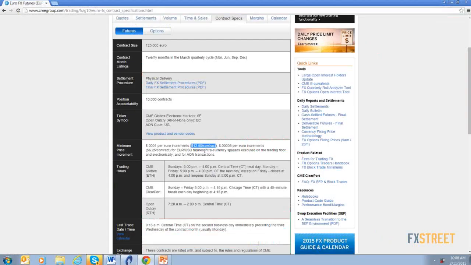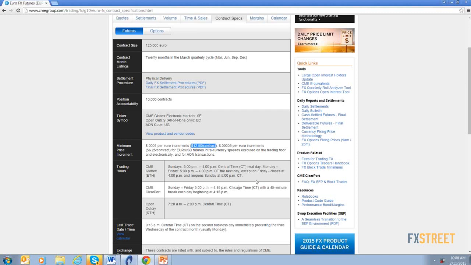Now the euro is $12.50 a tick. So is the yen, so is the Swiss. When you get to markets like the Canadian and the Aussie, they're $10 a tick. But you can find all this information right here, minimum price increment on the CME website. Okay. This market does have a short close, and you can find all that right down here.